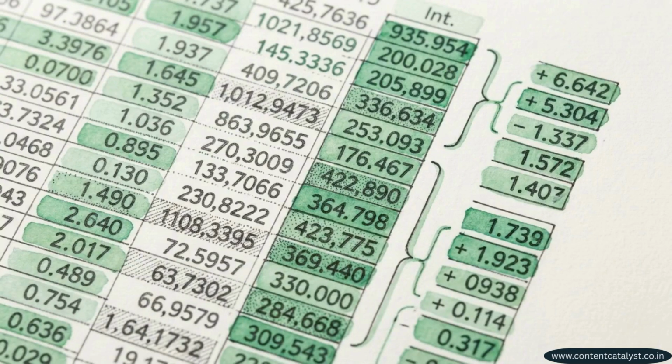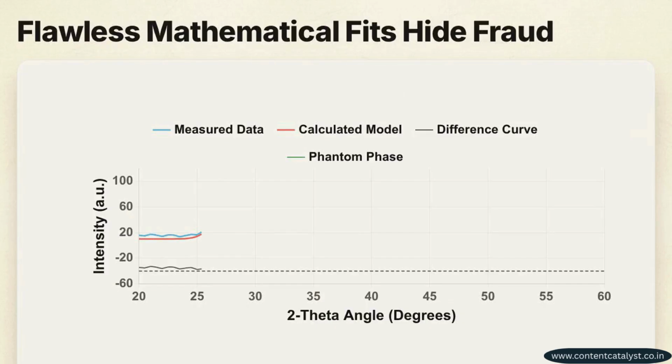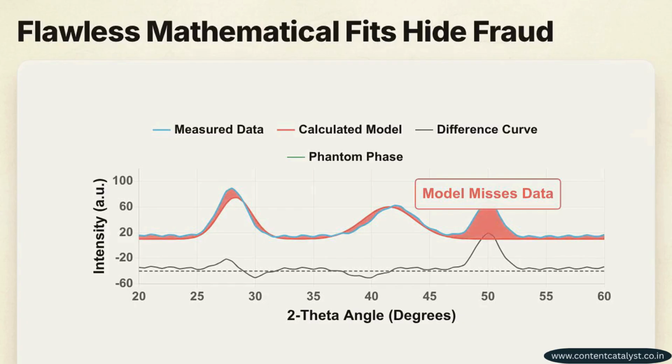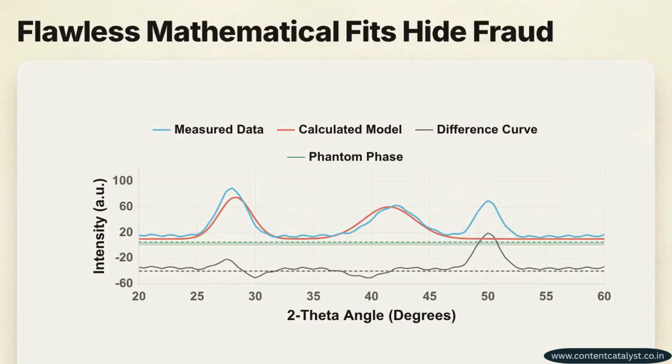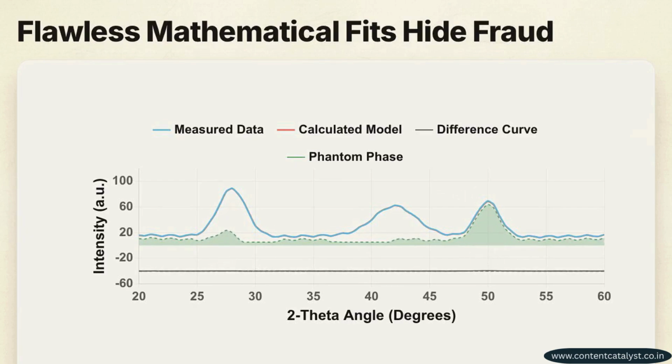The ultimate trap for any diffraction analyst is looking only at the numbers. It is incredibly easy to rely entirely on the residual error statistic as absolute proof of a successful refinement. Standard evaluation requires meticulously reviewing the difference curve, the visual gap detailing exactly where the mathematical model misses the measured data. A mathematically flawless fit, complete with a perfectly flat residual line, can easily be faked.